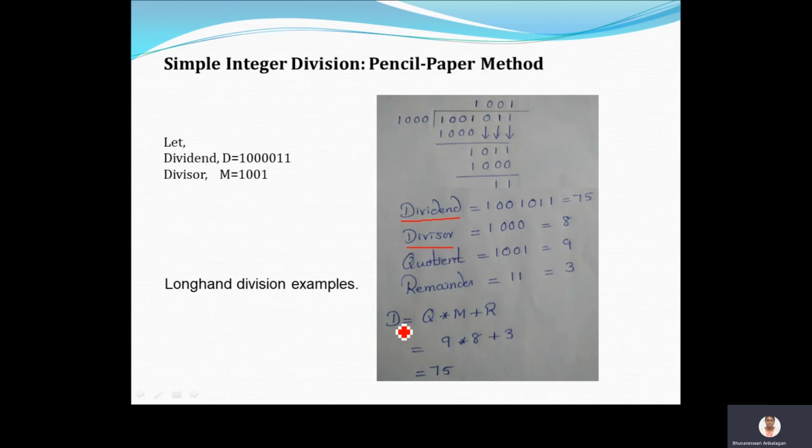So I am trying to verify whether the division is correct or not by applying the formula Q into M plus R, which I am getting as 75, which is equivalent to the dividend. So I am verifying the answer.